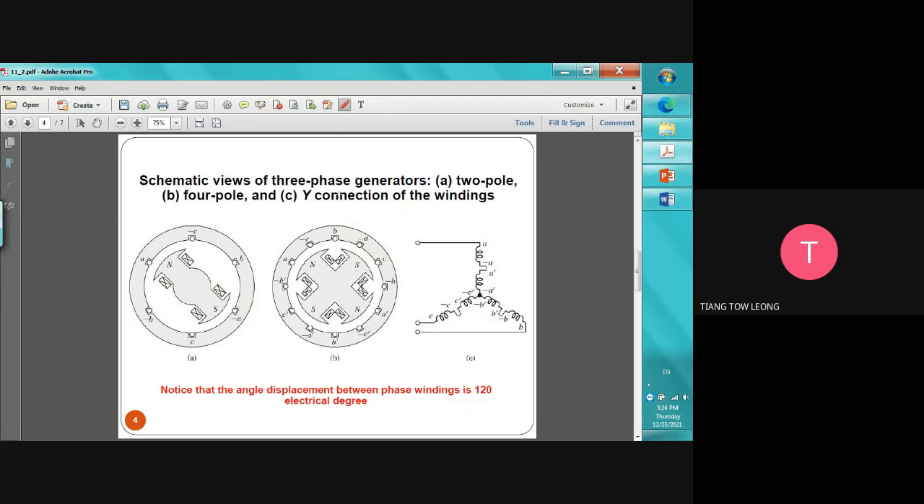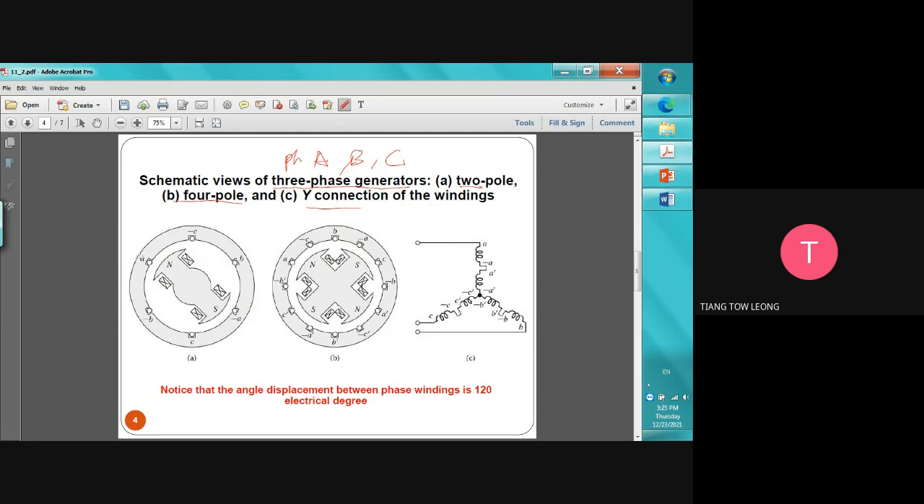Schematic view of a three-phase generator. Just now we only had one phase. Now we have three phases: phase A, phase B, phase C. By right, I need to teach you this first before we go into the winding layout, but I think I already integrated it to make it easier. It is easier to understand from three-phase to single-phase instead of from single-phase to three-phase, for this kind of topic. Then we have a two-pole, a four-pole, and a Y-connected winding. So let's have a look.